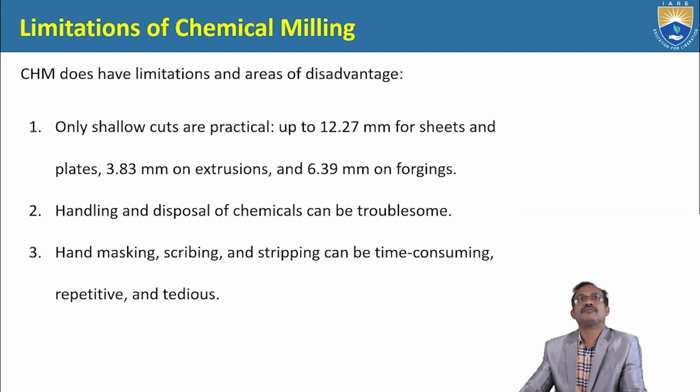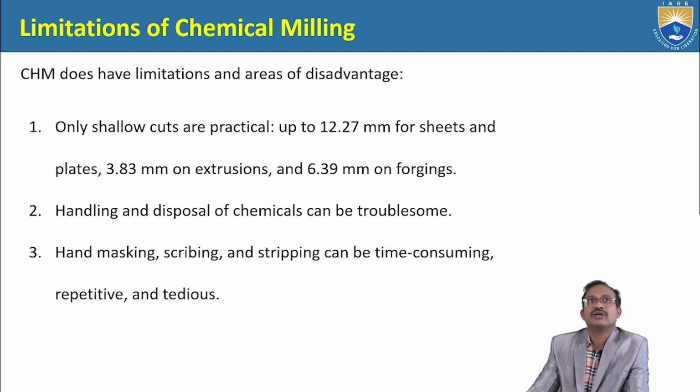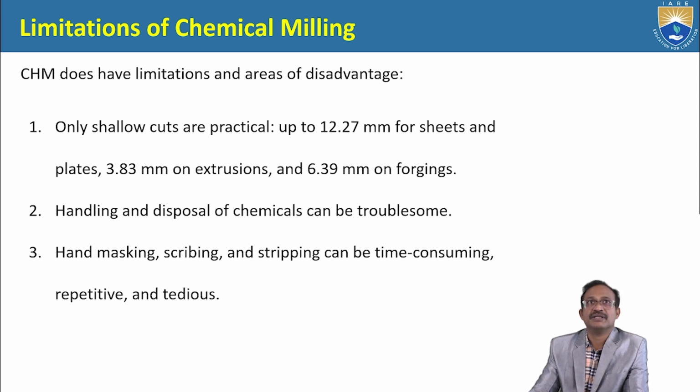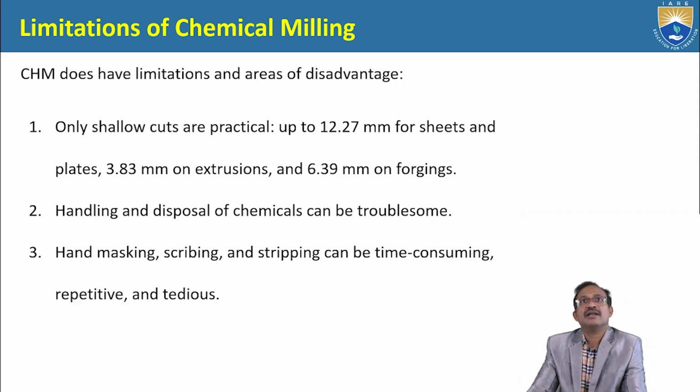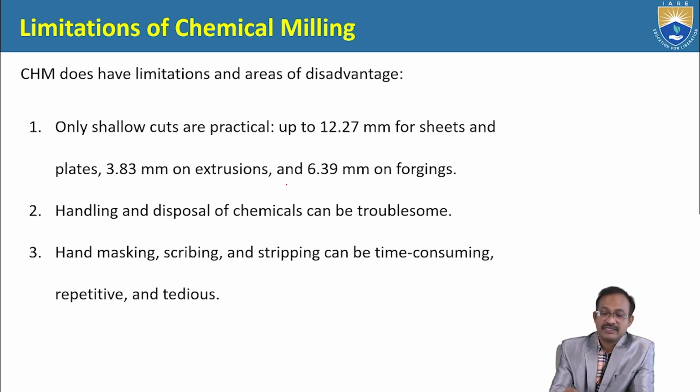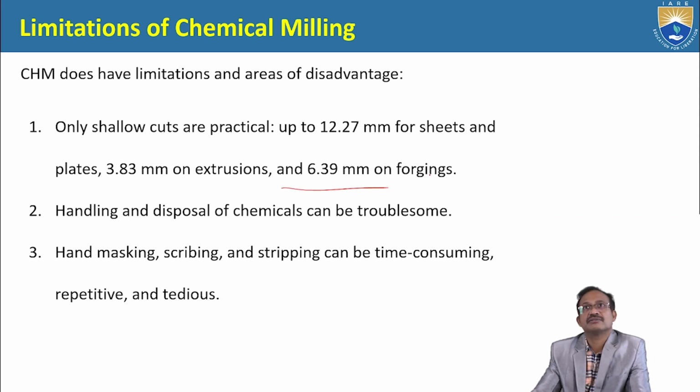Okay, right, now let us look at these limitations of chemical milling as per the process parameters. Chemical milling has limitations and areas of disadvantages. First, only shallow cuts are practical, up to 12.27 millimeters for sheets and plates, 3.83 millimeters on extrusions, and 6.39 millimeters on forgings.